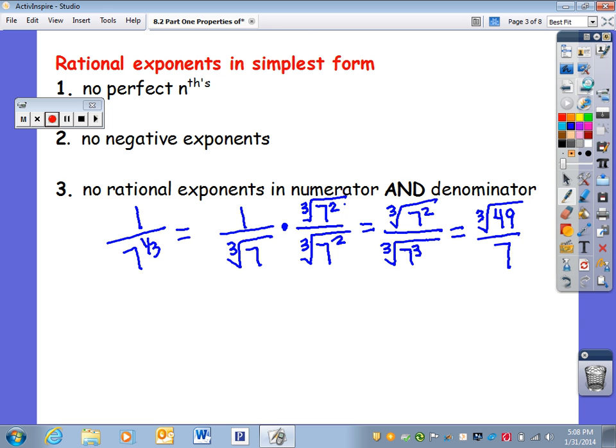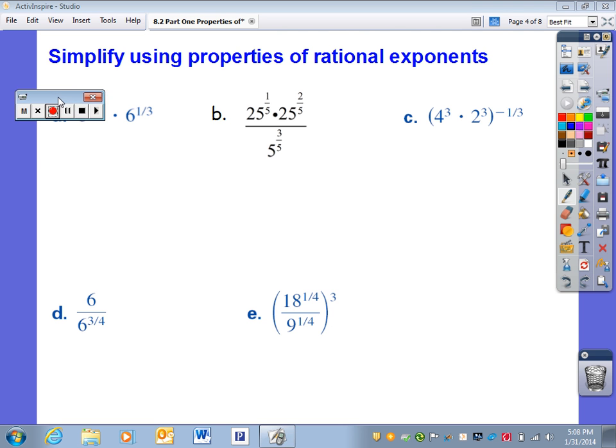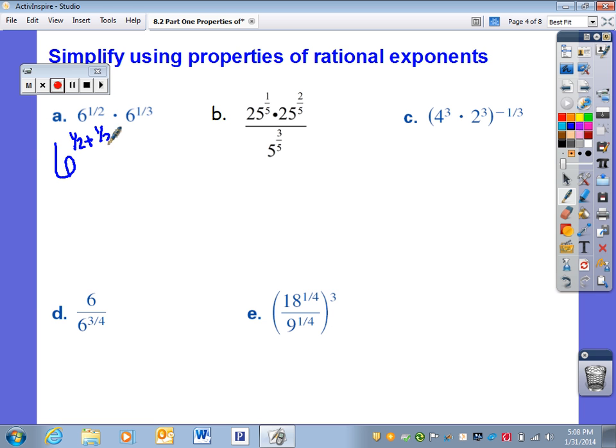Let's take a look at some more examples. So we want to simplify 6 to the 1/2 power times 6 to the 1/3 power. Again, we have the same base, so we can add the exponents. We have 1/2 plus 1/3. These will be fractions that we want to add together. So we want to have a common denominator of 6. So 1/2 is simply 3 over 6, and 1/3 is simply 2 over 6. So this is going to give us 6 to the 5/6 power.